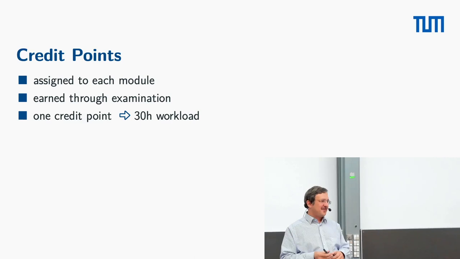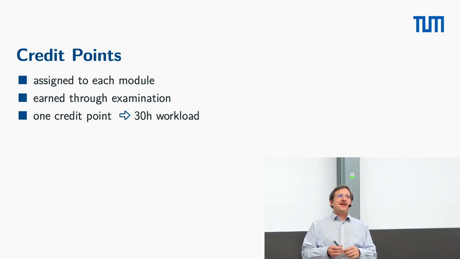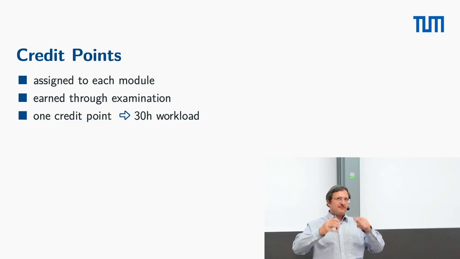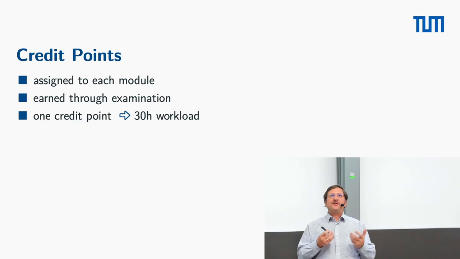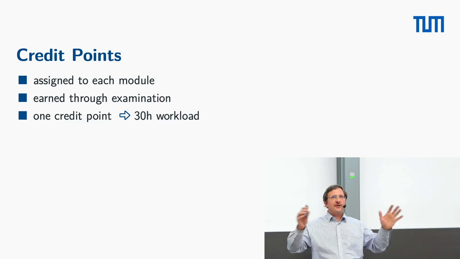As a rule of thumb, one credit point is equal to about 30 hours of total workload, including attending the lectures, including attending the exercises, including, and that's probably the most part, working at home, learning for the exam, and also attending the exam. So that should give you a rough idea of how much work to spend for each course in the course of a semester. About 30 hours in total throughout the semester per credit point attached.